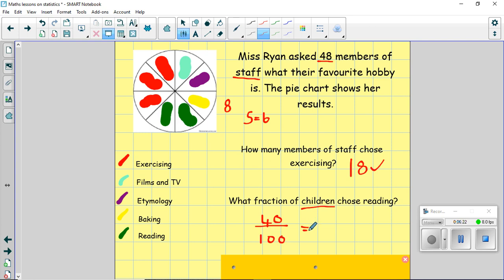Now, because we're in Year 6, we're going to simplify that. I'm going to cancel that down. So I could divide it by 10. 40 divided by 10 is 4. 100 divided by 10 is 10. It could go even smaller because we could halve it, which would give us 2/5. So my maths likes to put it in its simplest form. So I've done that one there.